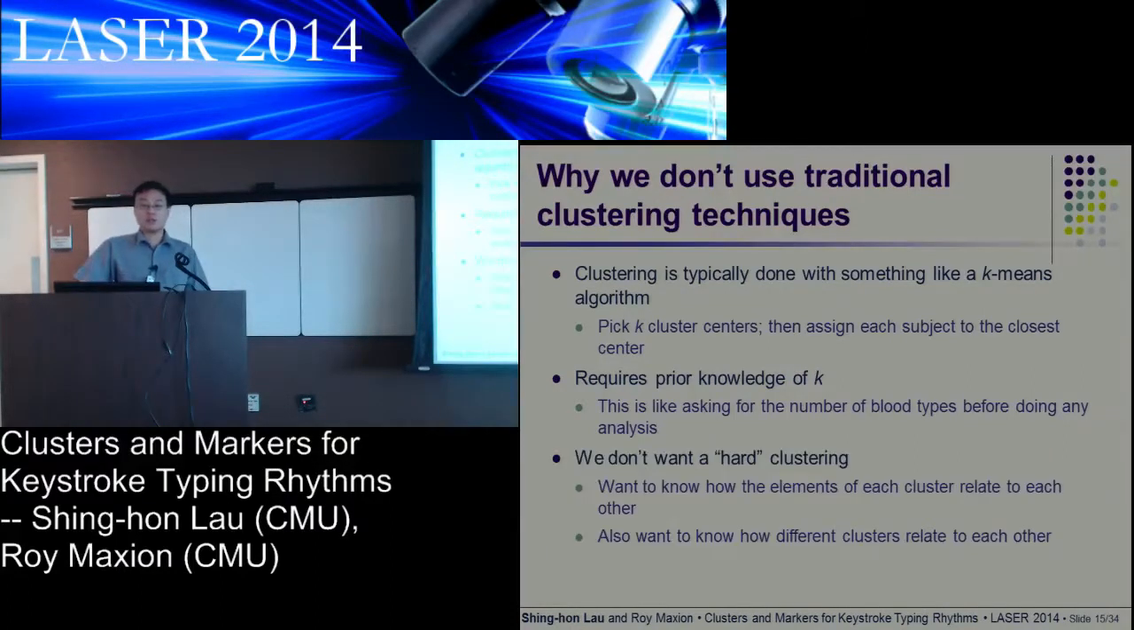The second reason is we don't want a hard clustering. What k-means gives you is it says, well, this subject belongs to this cluster, and that's it. That's all you get. But what we're more interested in is how the subjects within a cluster are related, and also how subjects in different clusters are related. Are clusters homogeneous, or are there distinct subclusters within them? If we're looking at subjects in different clusters, are they a little different, or are they vastly different?